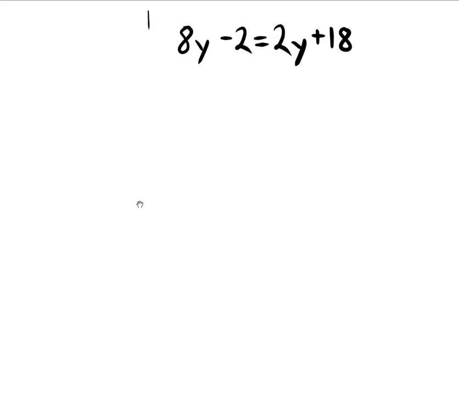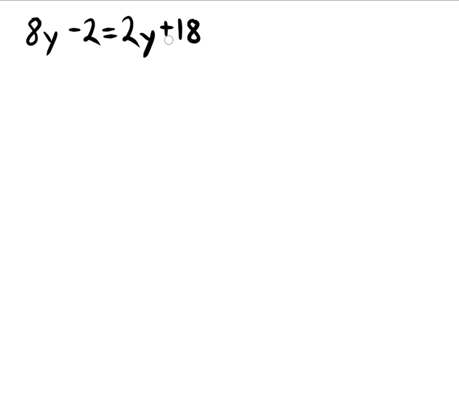Which brings me to my next one. Here we go: 8y minus 2y plus 18. Once again, you should pause this and give it a shot. So in this case here, I have 2y on this side, I have 8y on this side. So my question is, which one do I want to move?